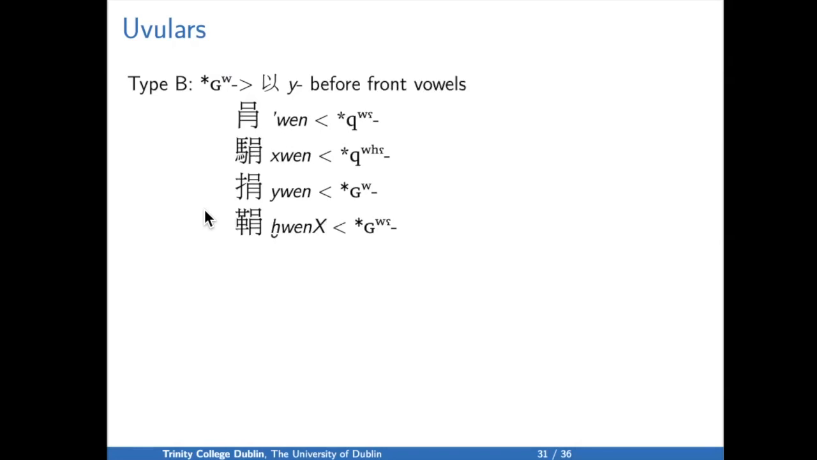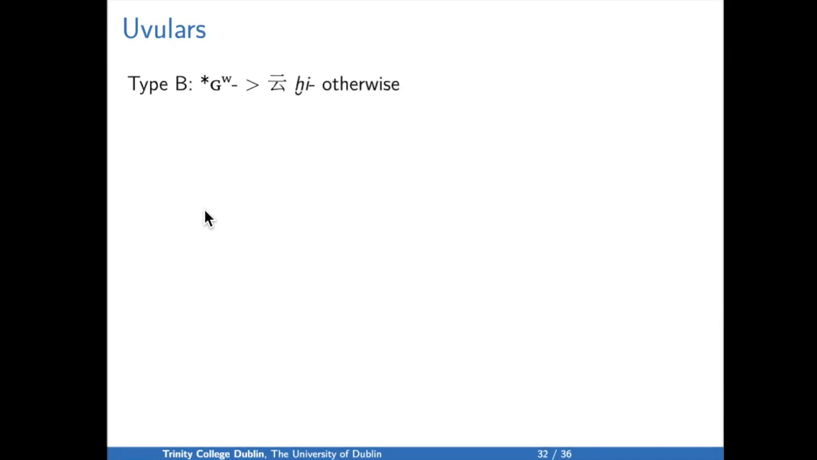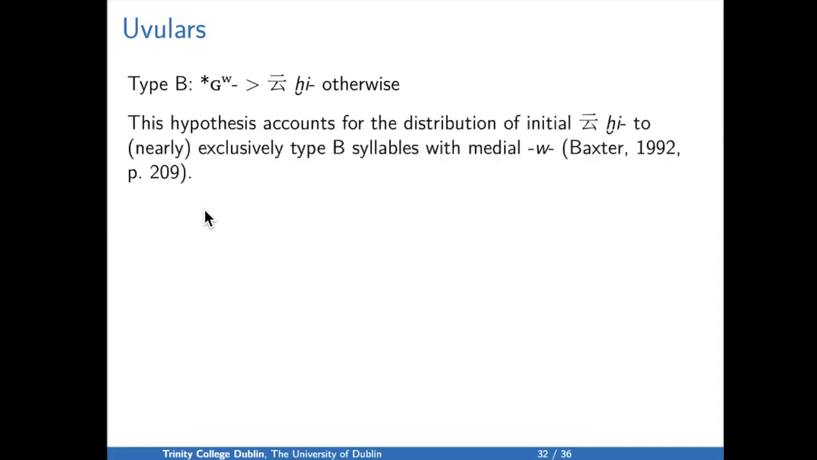And then this is just a little detail, but before front vowels, Baxter and Sagart think that GW, a voiced labiouvular, becomes ya, and they point to this series as evidence. So you see there's an N-E, front vowel. And then otherwise, it becomes a velar fricative in type B. So they've noticed that you can get the two different outcomes with a condition change. So you don't have to propose five, six different sources. Yeah.